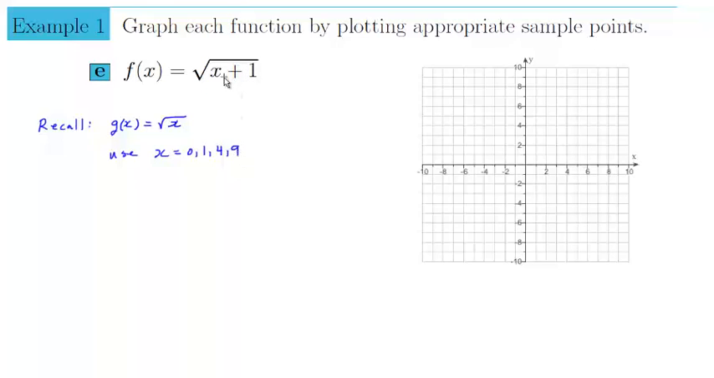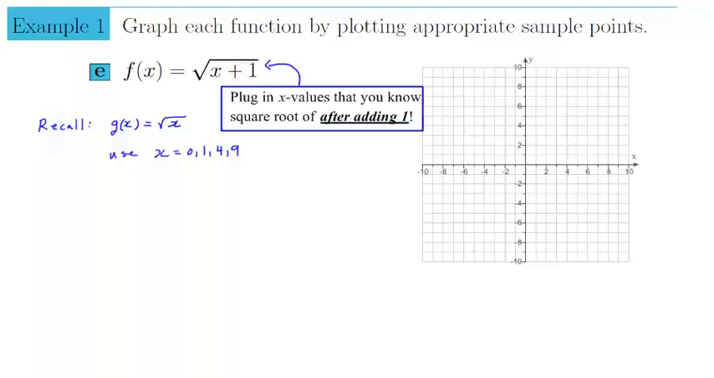For example, if we plug 9 in for x here, 9 plus 1 is 10. And then we'd have to take the square root of 10, which is irrational. It's some decimal that never stops. So 0, 1, 4, and 9 were good for square root x, but when you have square root of x plus 1, you want to decrease your x values by 1. You want to plug in numbers that after you add 1 you know the square root of. So let's think about how this works. Before, when we just had square root of x, we use 0, 1, 4, 9. We know the square root of 0, 1, 4, 9.